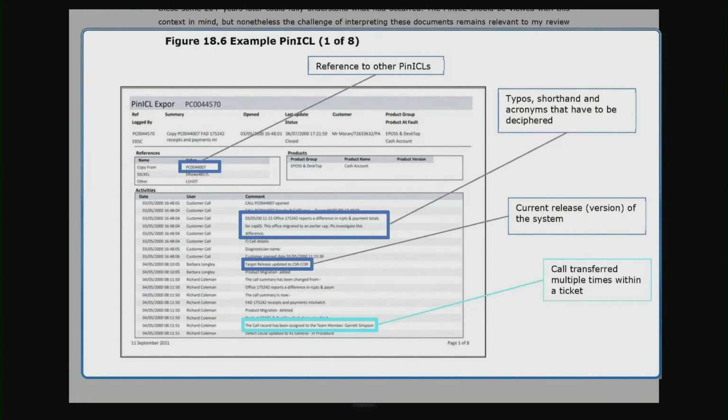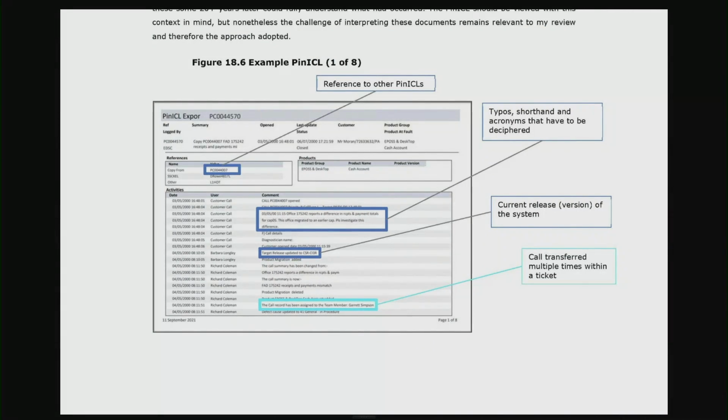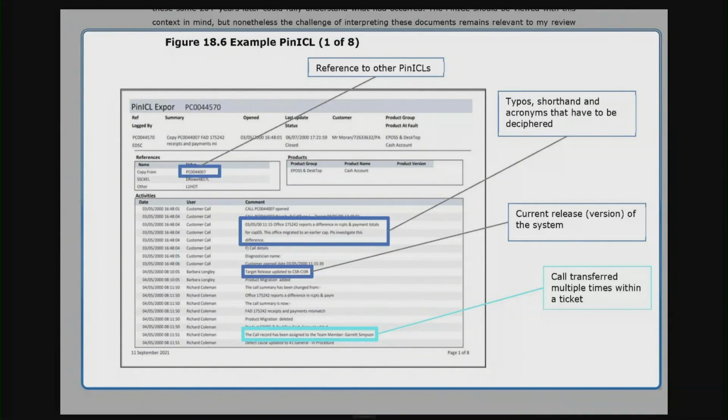Pinnacles recorded in a standard format certain information, is that right? That is correct. Oh, it's gone back. Thank you. There's a number at the top, Pinnacle, X-POR, and then PC00 44570. Was that a reference number, unique reference number? Yes.